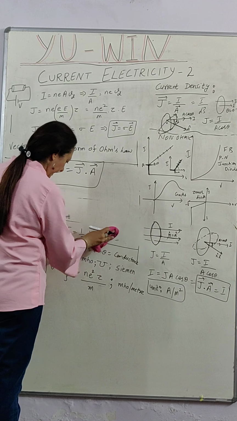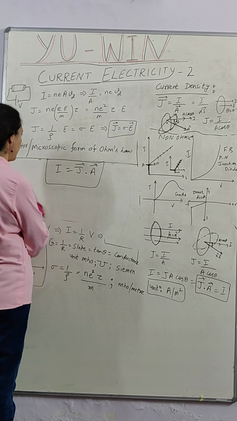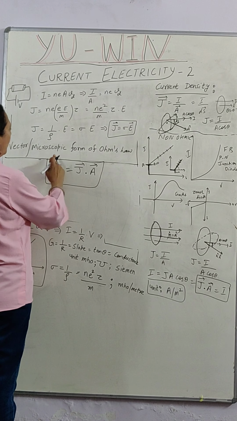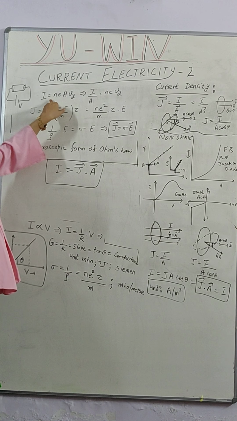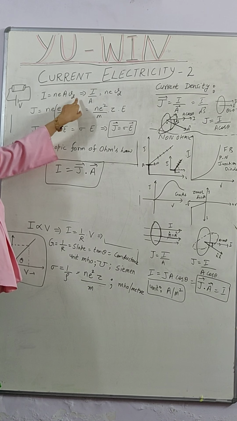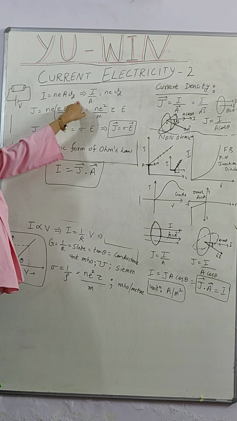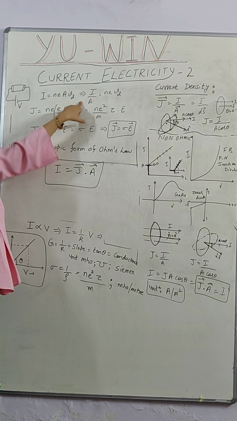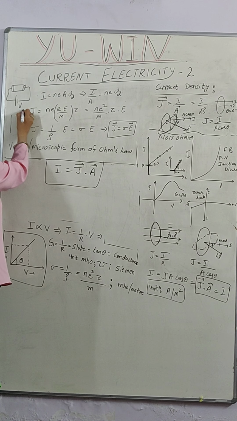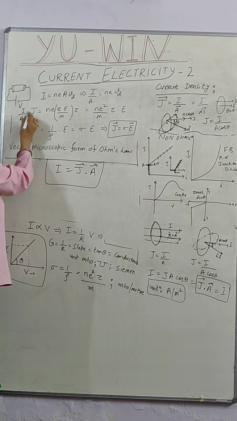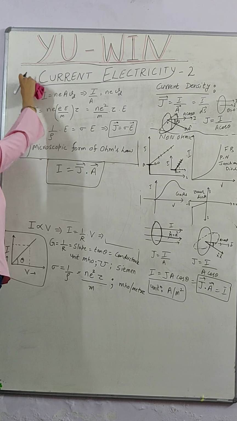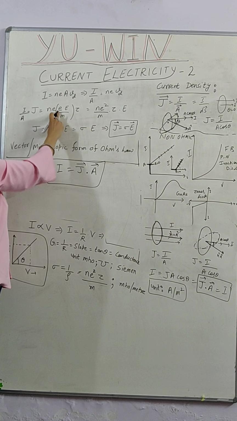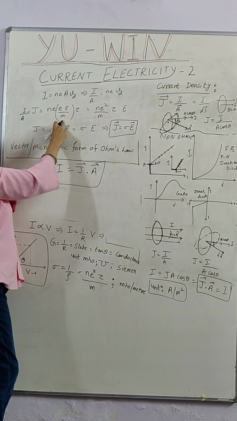Now we have the microscopic form of Ohm's law. What is the microscopic form of Ohm's law? We start with the current. We know current is equal to NEA Vd. You put the value of Vd over here, E by M into tau, and take A here, then I by A is nothing but equal to J. J is equal to I by A. So if J is equal to I by A, it is also equal to Ne square E by M into tau.